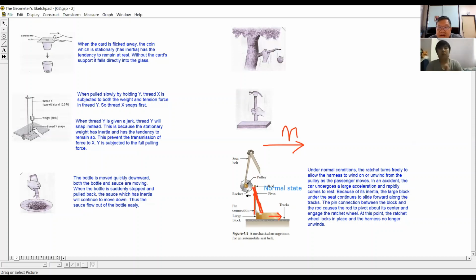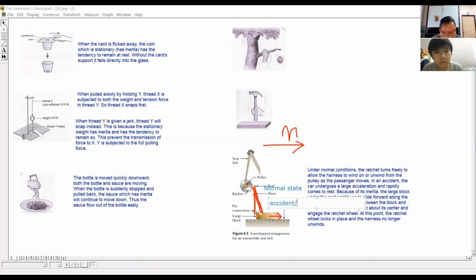This one is the normal state, the straight one. During an accident or brake, it is the tilted state. The rod is at the tilted position. This one is during an accident, right?